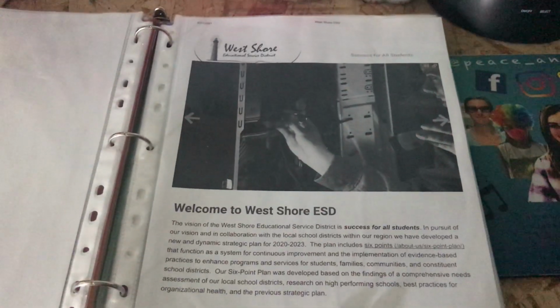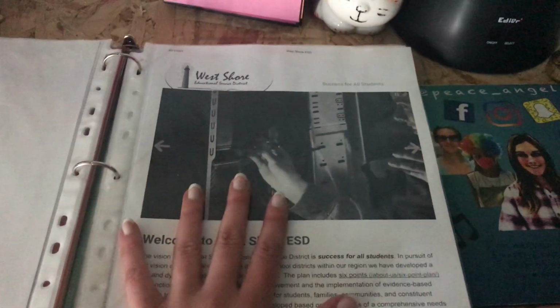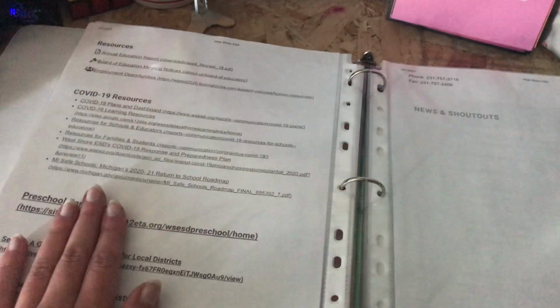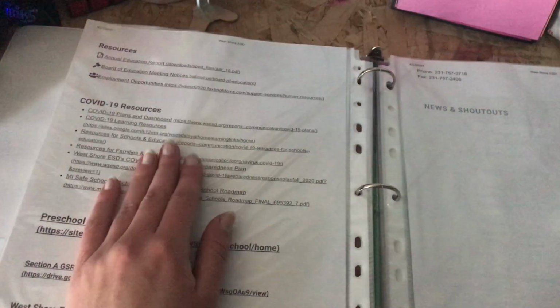Here is the West Shore ESD, which is a familiar one. This is a service for special needs, and I incorporated information families can use, especially with COVID-19. They can use these resources. And here is 5CAP. This is another familiar one that's around my county.